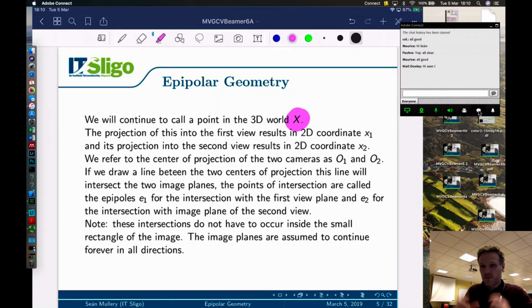What we're assuming is that when we're taking a photograph and we've got our rectangular view, that plane continues forever, and at some point the line is going to cross it. So the image planes are assumed to continue forever in all directions.